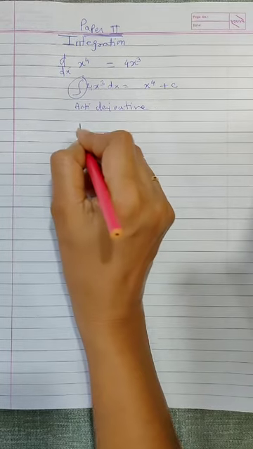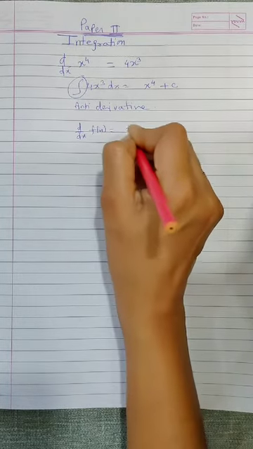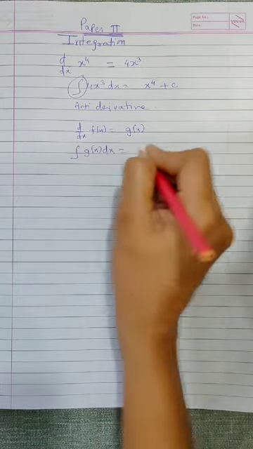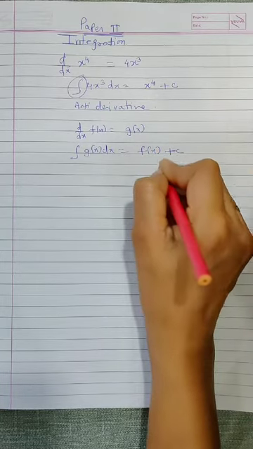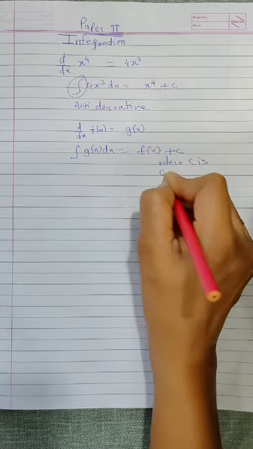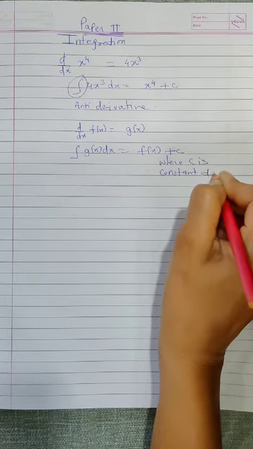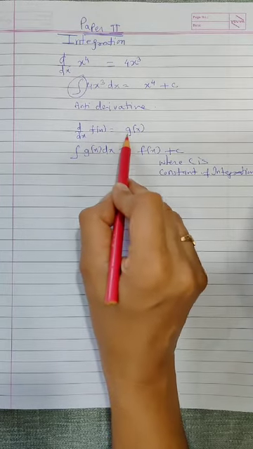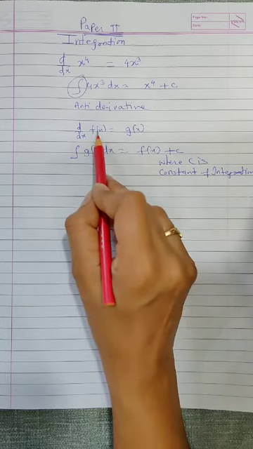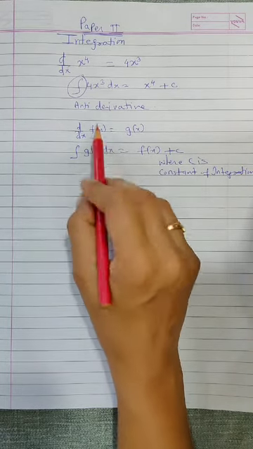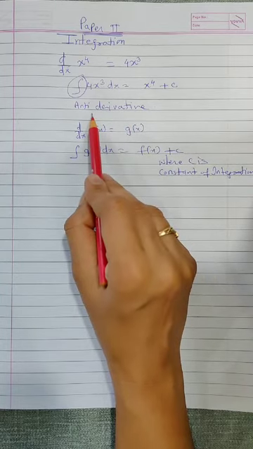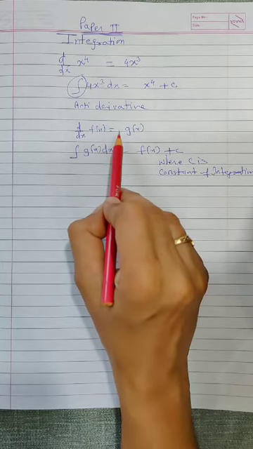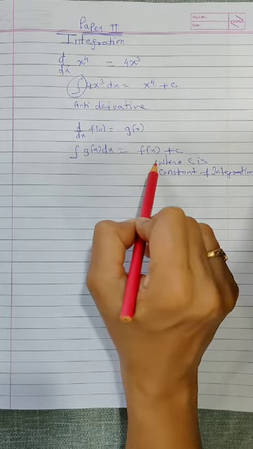In general, if the derivative of f of x is equal to g of x, then we say that integration of g of x dx equals f of x plus c, where this c is called the constant of integration. So whenever the derivative of f of x is g of x, then the integration of g of x is f of x plus c. That's why we say integration is nothing but anti-derivative. Whatever formula we have studied for derivative, the reverse will be for integration. So in general this is the formula for integration.